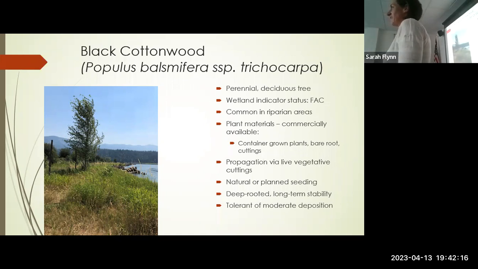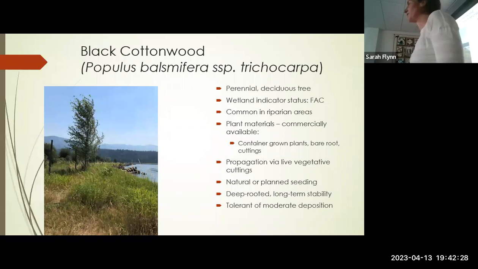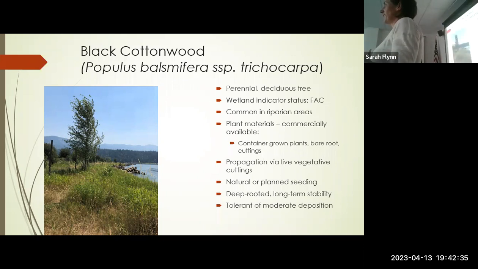You can buy it in many different forms: bare root, container plants, whips. We don't often use it as a whip, but I think it can be, especially if you put it with cottonwoods. And they are a great deep-rooted plant that's going to help provide stability in a floodplain.